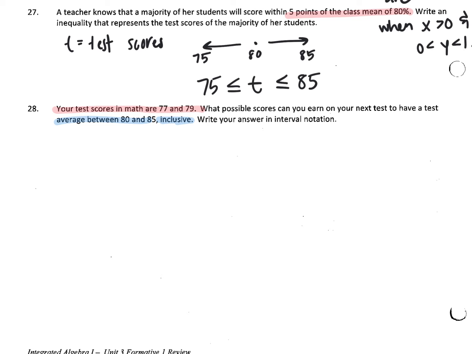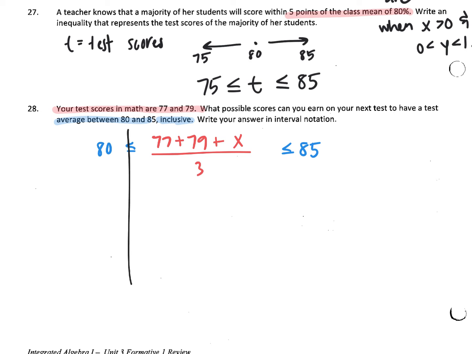Writing this as a compound inequality, it's going to be an and compound inequality. My test averages are going to go on the outside. So my test average of 80 and 85 go on the outside. My test scores average goes in the middle. I've got my 77 plus 79 plus some test score that I don't know of, and I need to divide that by how many test scores I have, which is, in this case, 3. Now from here, all I need to do is solve for x.